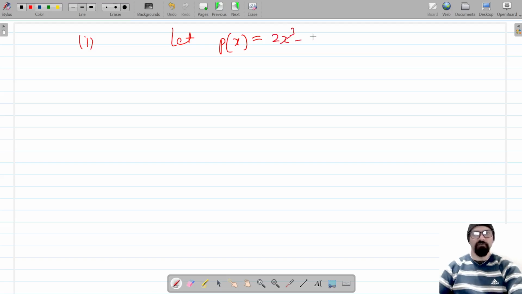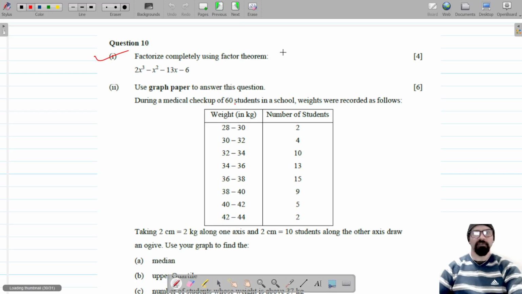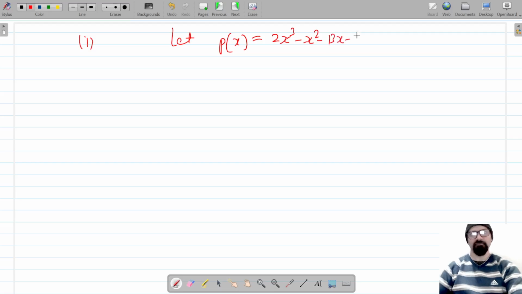This is 2x cubed minus x squared minus 13x minus 6. Now, using the factor theorem, let's factorize this. The coefficient of x cubed is denoted by a, so a is 2. The coefficient of x squared, which is b, is negative 1. The coefficient of x, which is c, is negative 13, and d, the constant, is negative 6.